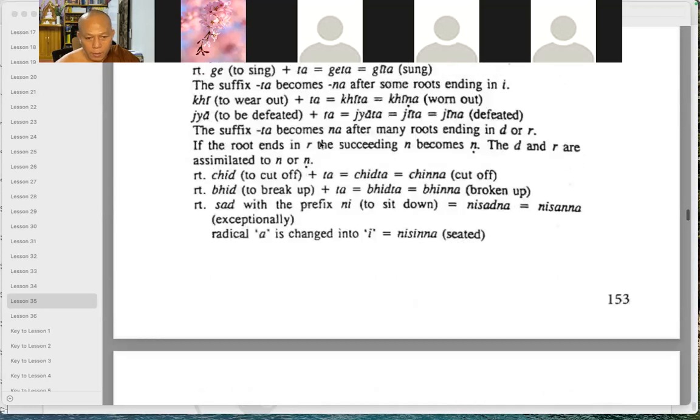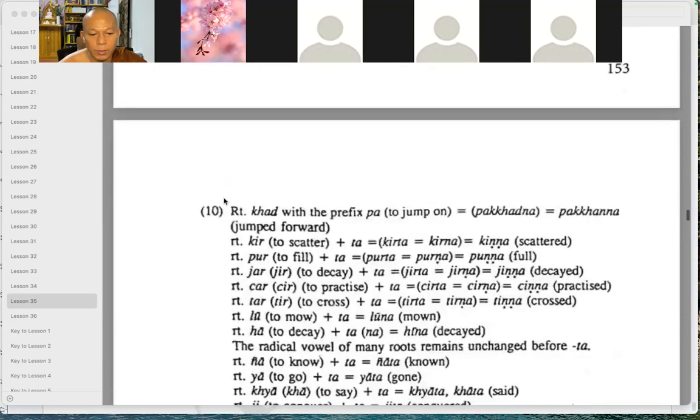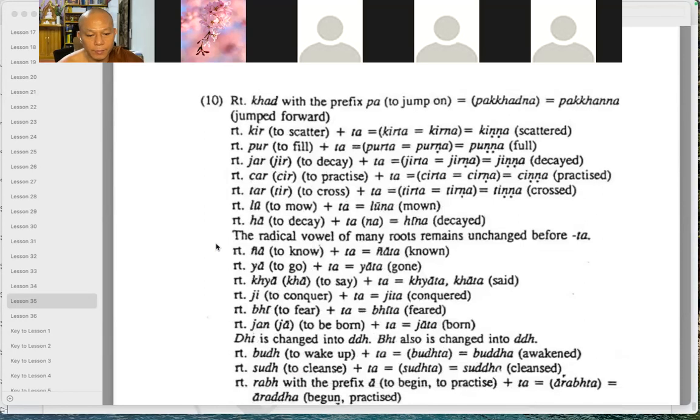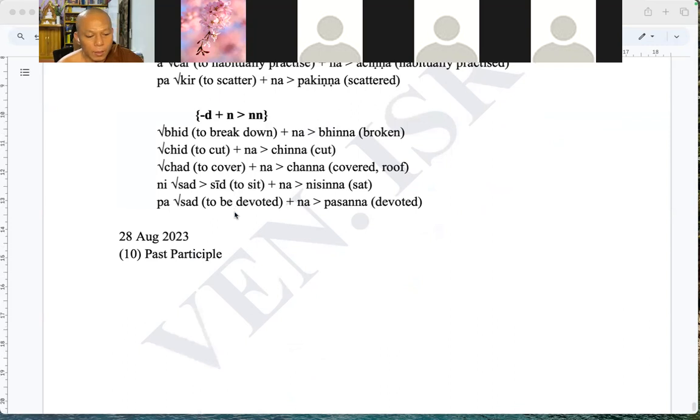So last time we finished number 9, past participle. And then number 10 is also about the past participle, but some are irregular, so it's a special change. That is why it is separated from number 9. Some of these were explained last time under number 9, but let's go over them again.